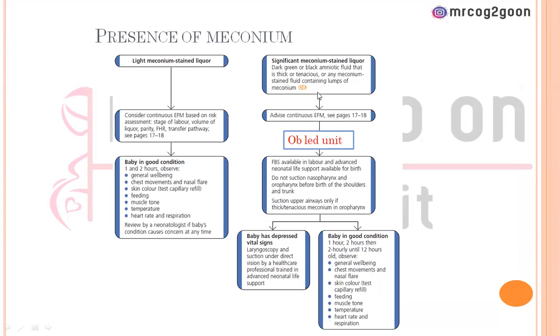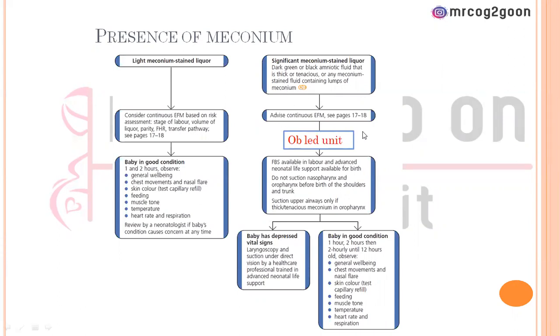containing lumps of meconium. Okay, for Arabic people and especially Egyptian, so anything looks like ملوخية. This is the exact description of it. Anything that looks like it, it is significant meconium. And really, if you saw it, it's really like this. It really looks like this.